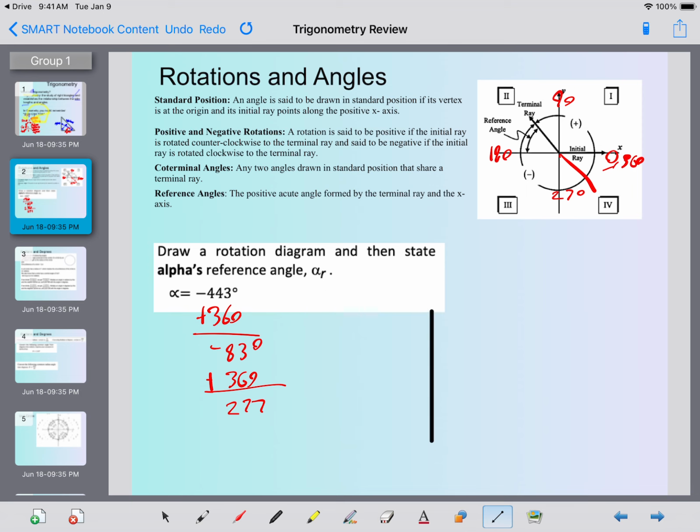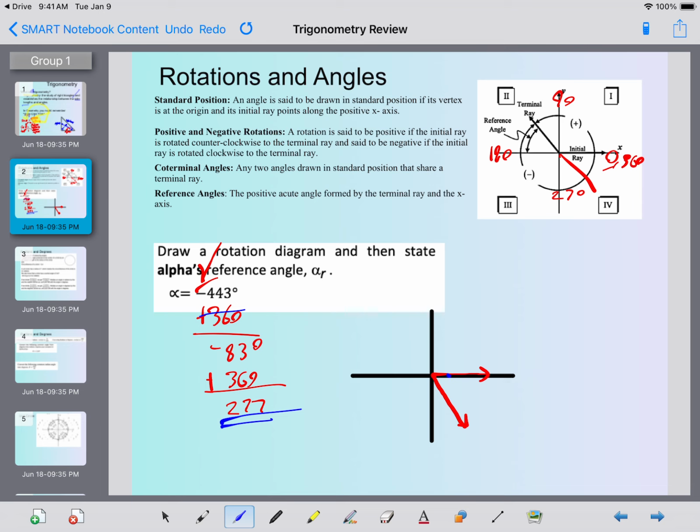So when we're drawing a rotational diagram, draw out your quadrants, draw your initial ray, draw your terminal ray, and it's negative. So is negative clockwise or counterclockwise? If we were to draw 277, that would be positive, so it would be counterclockwise. But the angle we're trying to draw is not positive, it's negative. So we have to think about what we're doing.